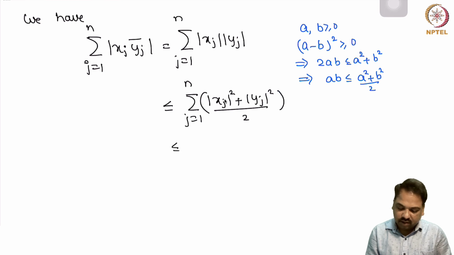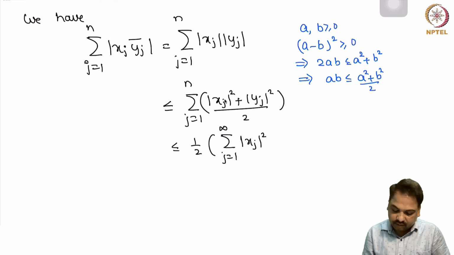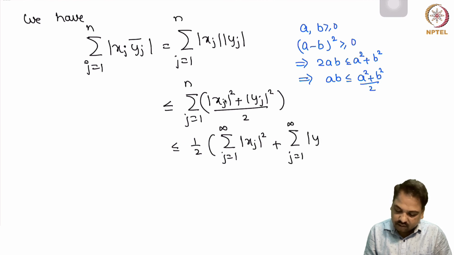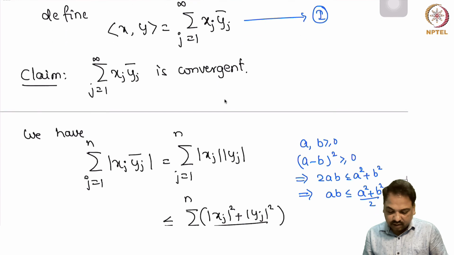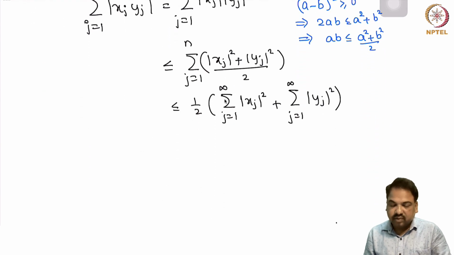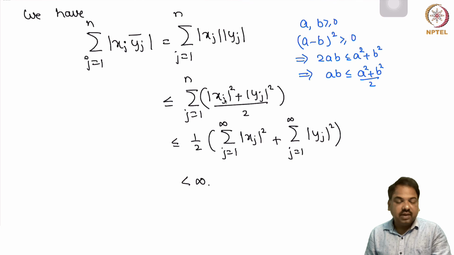So this is less than or equal to 1 by 2 of summation j equal to 1 to infinity mod xj square plus summation j equal to 1 to infinity mod yj square. We know that x is coming from L2 and y is also coming from L2. So these two quantities are finite, and we can say that this is finite. Now on the left hand side we have the nth partial sum sequence of positive numbers which is bounded above, and that is also increasing. Hence we can say that the nth partial sum sequence is convergent. Hence the original series is absolutely convergent.